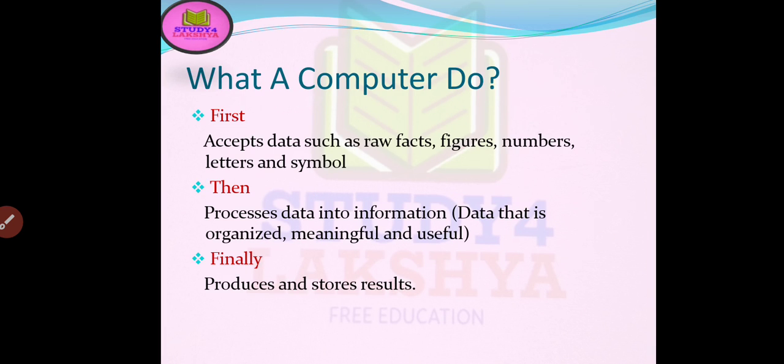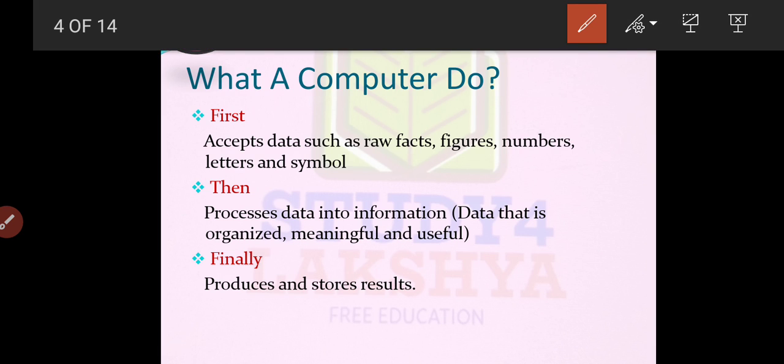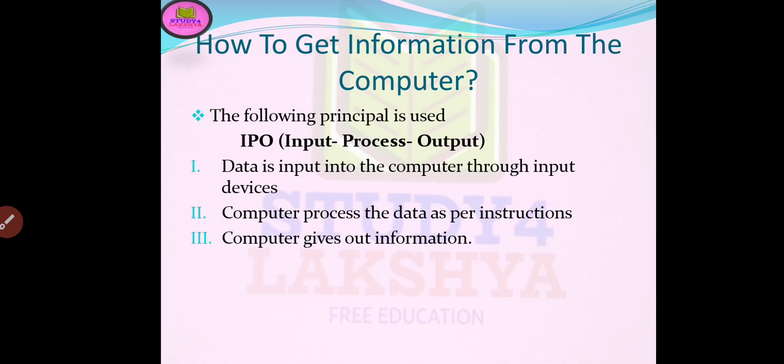So what does a computer do? The computer first accepts data such as raw facts, figures, numbers, letters and symbols. The computer first accepts these things, then processes the data into information. The data is transformed into information by processing. After that processing, the information is produced on the monitor or printer. Sometimes we store that data in our auxiliary memory.